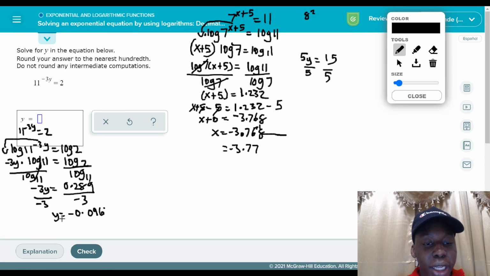Okay, so in this case we're asked to round the answer to the nearest hundredth. The hundredth basically means the second digit after the decimal point. So the second digit after the decimal point is 9. Then ask yourself, what's the number after the second digit? The number after the second digit is 6 here. And so we have to ask ourselves, is that number, which is 6 in this case, greater than or less than 5?